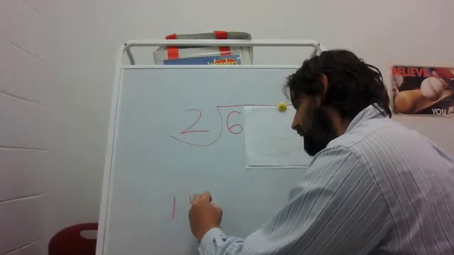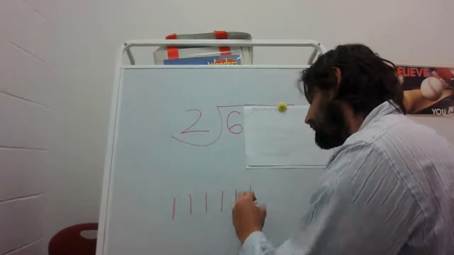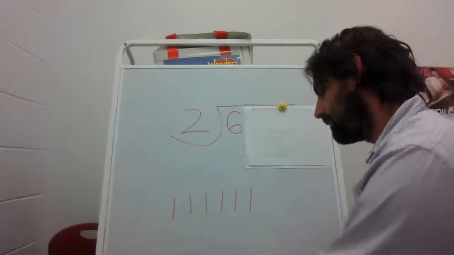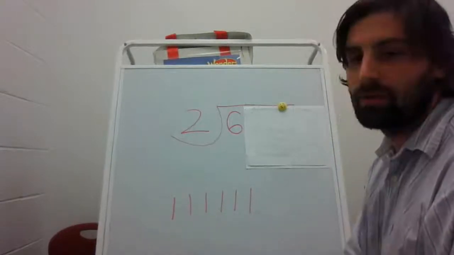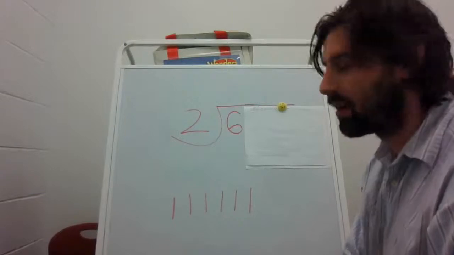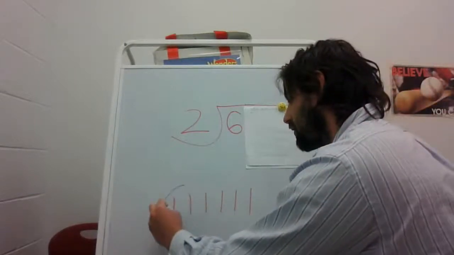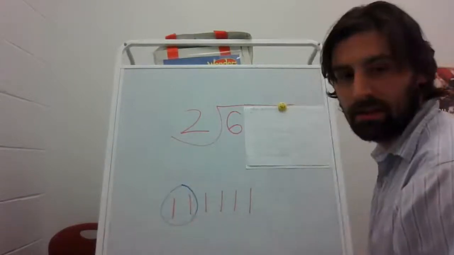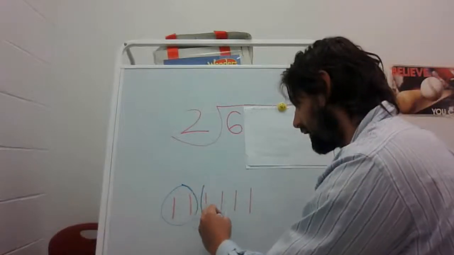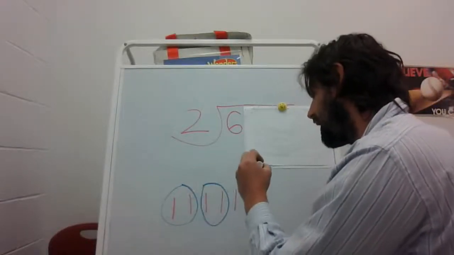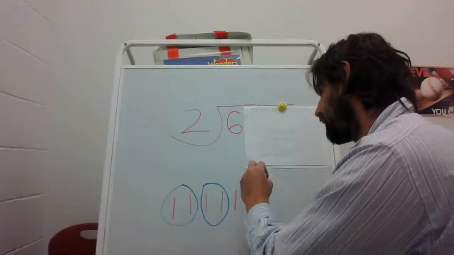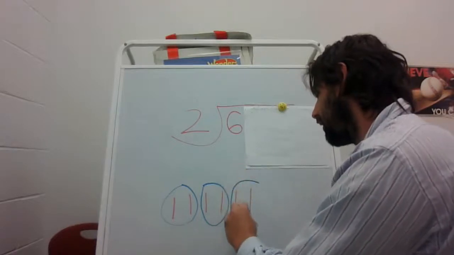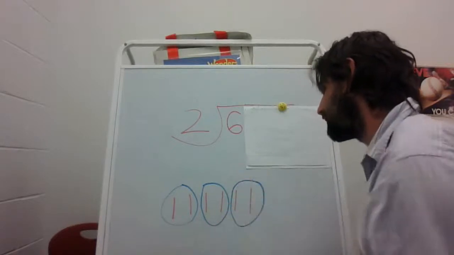1, 2, 3, 4, 5, 6. And you can draw a circle around every 2 tallies and see how many circles you come up with. So I'm going to draw a circle around the first 2 tallies. I'm going to draw another circle around the second 2 tallies. And I'm going to draw a third circle around the last 2 tallies.